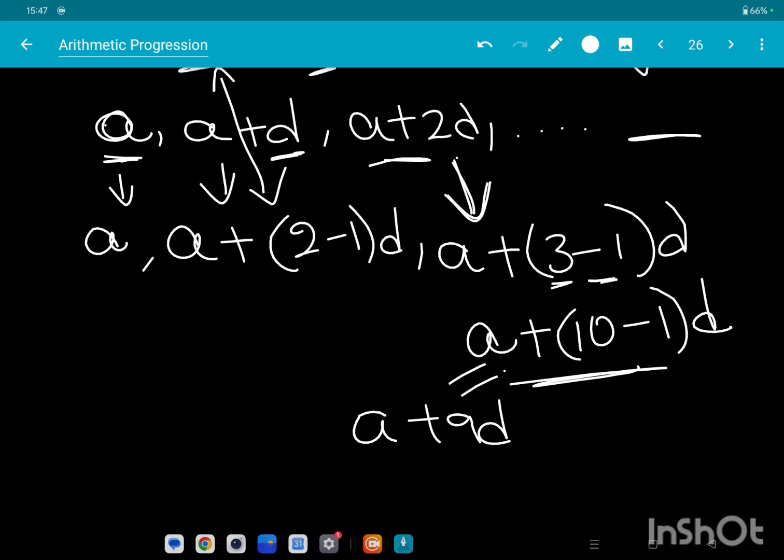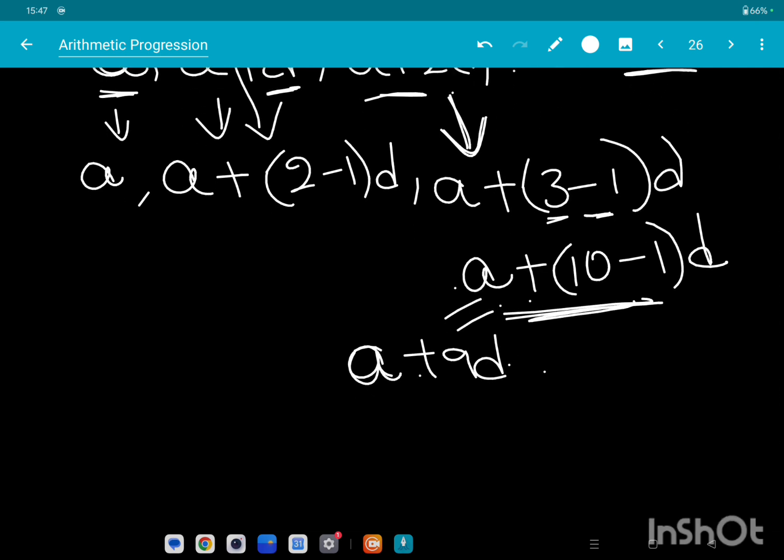In the general form, we are saying it is a plus 10 minus 1, talking about it in a general way. So we are writing the 10th term as a plus 9d, which is a plus 10 minus 1 into d. So in this way we will find the nth term.